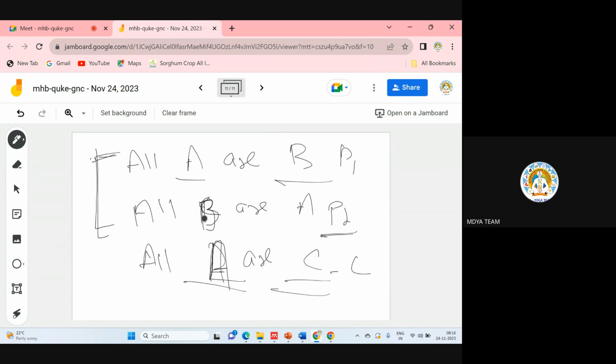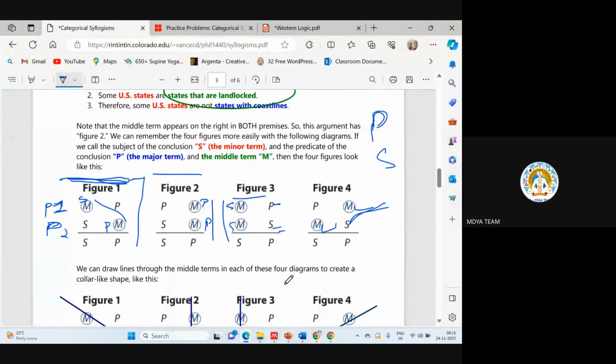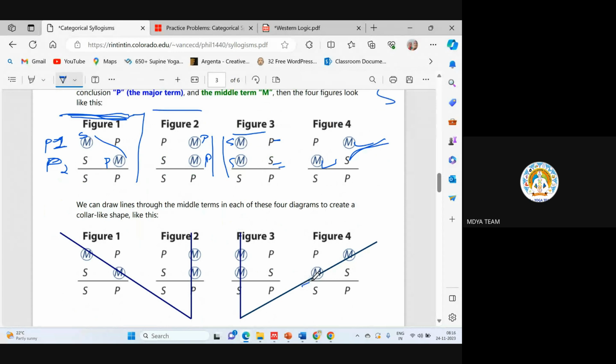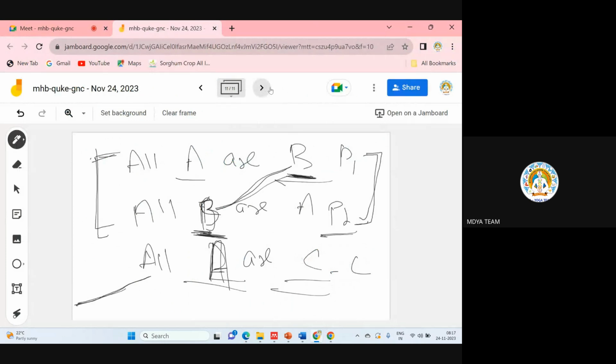So you just have to look at the middle term in these two premises. In the first premise, your middle term is in predicate, and in the other premise, your middle term is in subject. So it is making a diagonal figure. From this, just go to this chart and you will find this figure in figure 4. So this is the fourth figure, and that's how with the help of the middle term you can decide which type of figure any categorical syllogism is having.